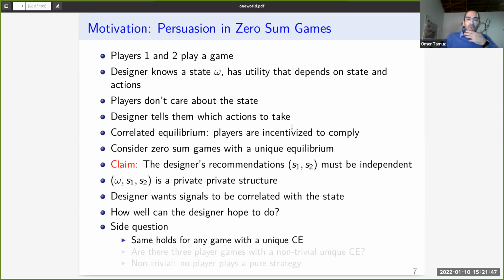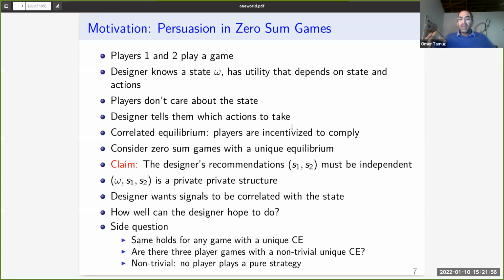But we don't really know about any three-player games with a non-trivial unique correlated equilibrium. By non-trivial, I mean that no player plays a pure strategy. If I have a unique correlated equilibrium, then it is also a Nash equilibrium, and what I want is that all three players actually mix. It's very easy to give one player a dominant strategy, and then that player always plays that strategy, which is not so interesting. So we could not find any example of a three-player game that has a unique correlated equilibrium, which is a Nash equilibrium, in which all three players actually mix.